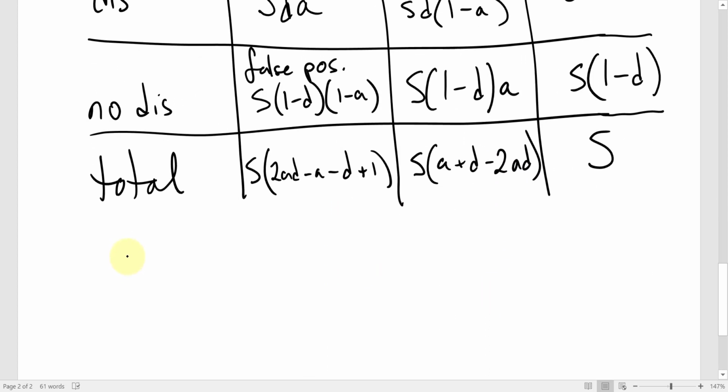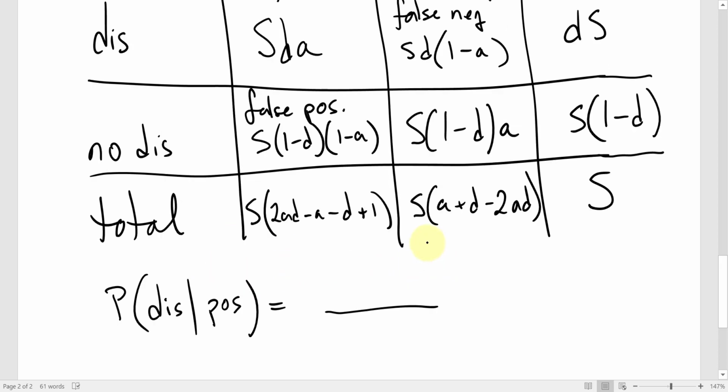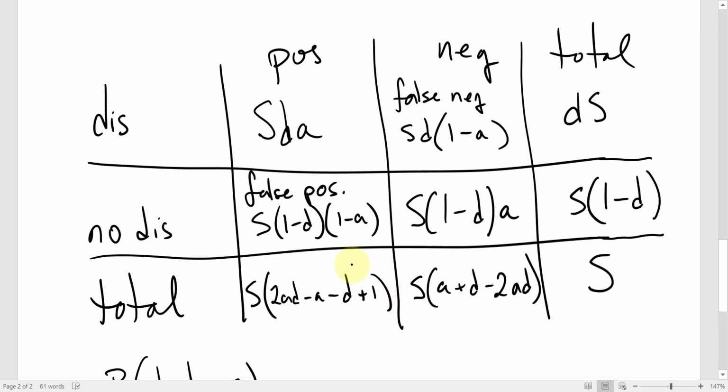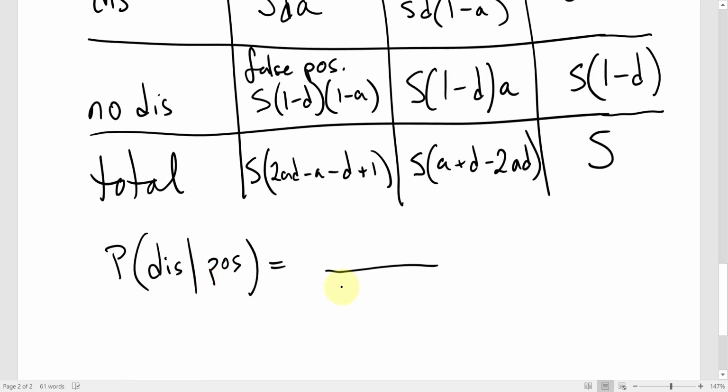Okay, so now let's get back to the questions. Let's say if you test positive, what's the probability you have the disease? We write that succinctly in math notation: the chance you have the disease if you test positive. Well, how many people are going to test positive? That's this number right here. So put that on the bottom. Total number of people that test positive is S times 2AD minus A minus D plus 1.